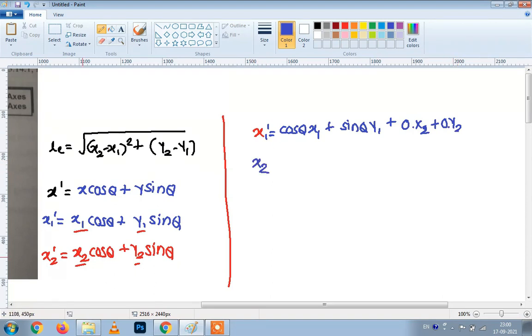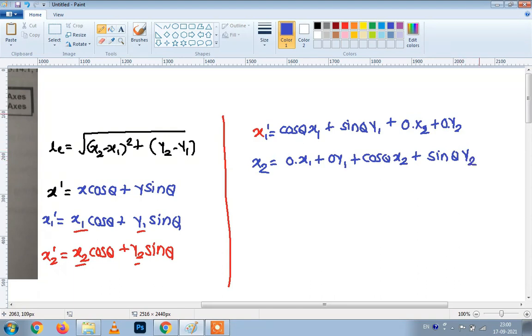In this second equation there are no terms of x1 and y1. So we can write down 0 into x1 plus 0 y1 plus, just changing the position of cos theta, here I am writing cos theta first, cos theta x2 plus sin theta y2.